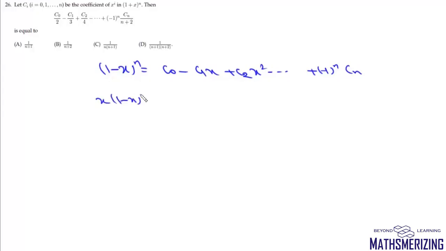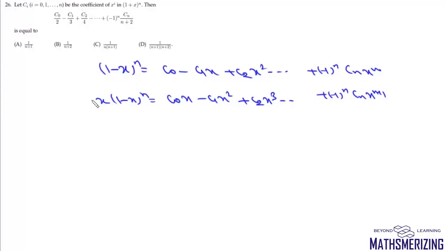Now question number 26 is, we need to find the sum of this binomial series. So what we'll do is we'll begin with this series, which is (1 minus x)^n, and it'll be C0 minus C1 x plus C2 x² and then minus 1 to the power n times Cn x^n. Now we'll multiply it with x. So we'll write x(1 minus x)^n. It'll be C0 x minus C1 x² plus C2 x³ plus minus 1 to the power n Cn times x^(n+1). Here it should be x to the power n plus 1.